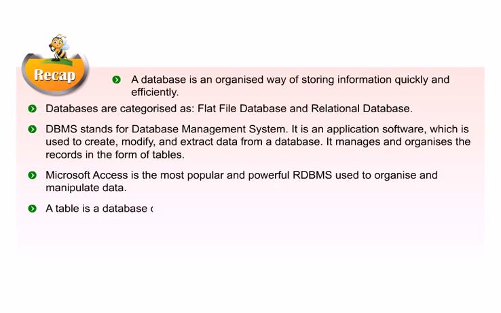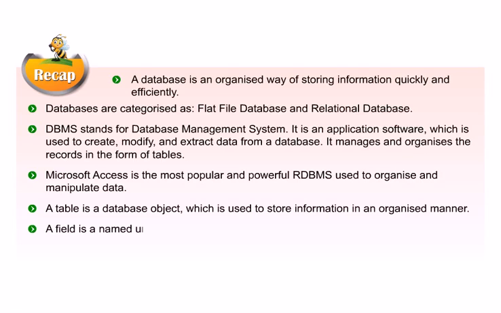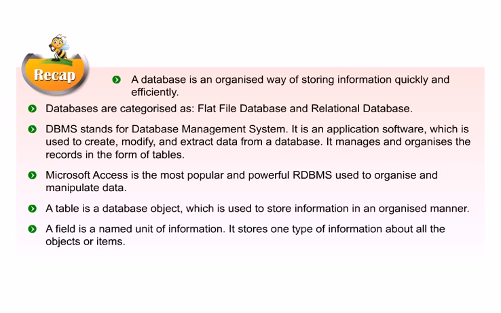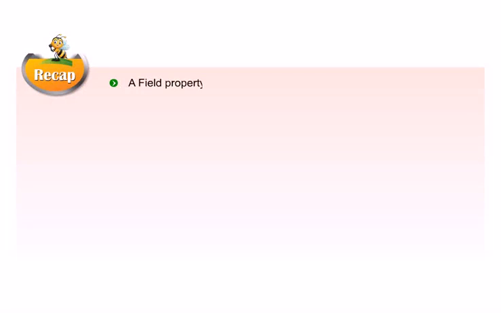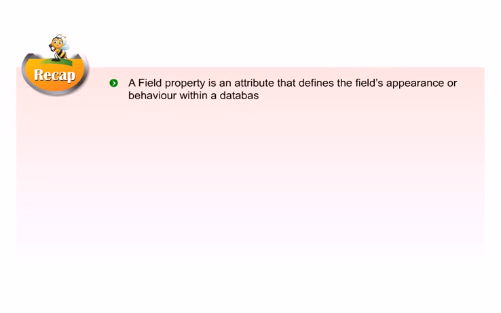A table is a database object which is used to store information in an organized manner. A field is a named unit of information. It stores one type of information about all the objects or items. A data type determines the type of values that can be stored under it. A field property is an attribute that defines the field's appearance or behavior within a database.